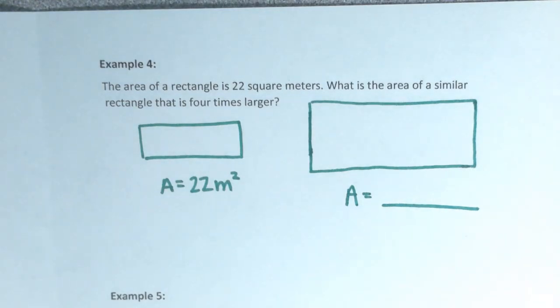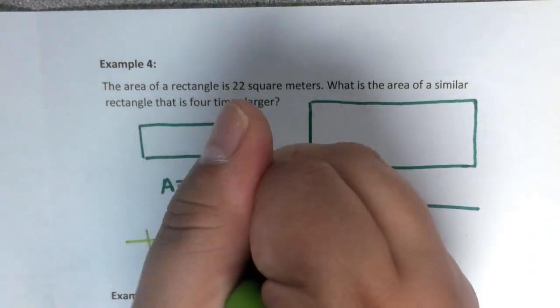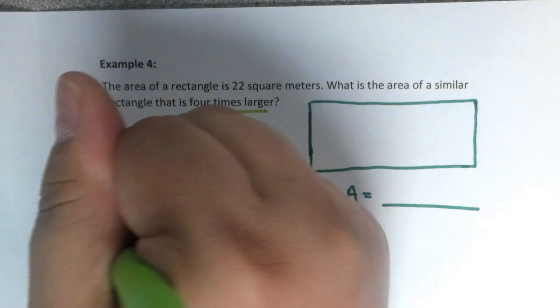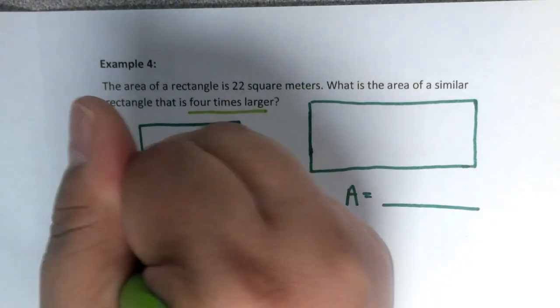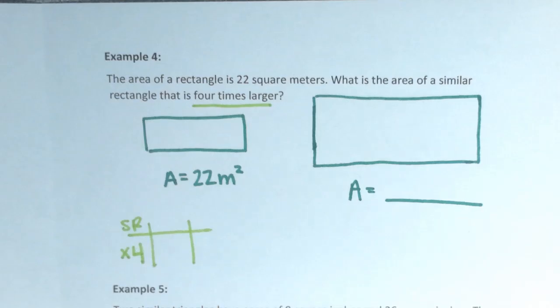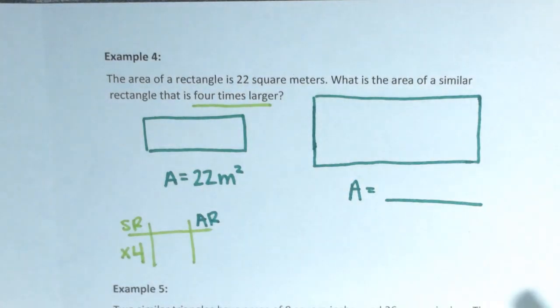But what do I know? I know it's 4 times larger for the sides. That's my similarity ratio. Times 4. What do I need to find? You have to find what it comes to. The area ratio. The area ratio is going to be what?